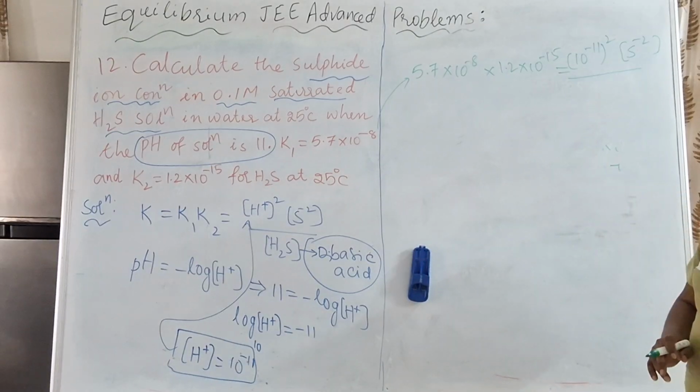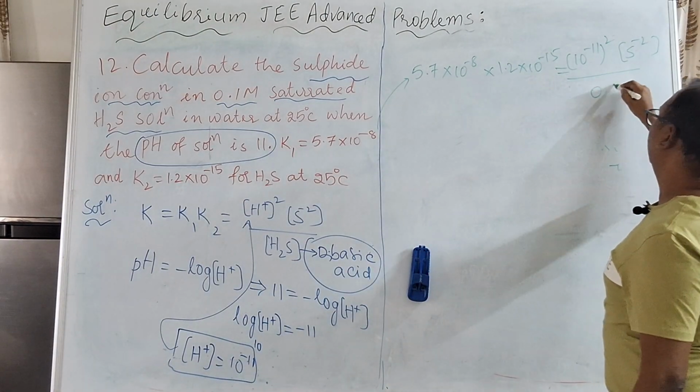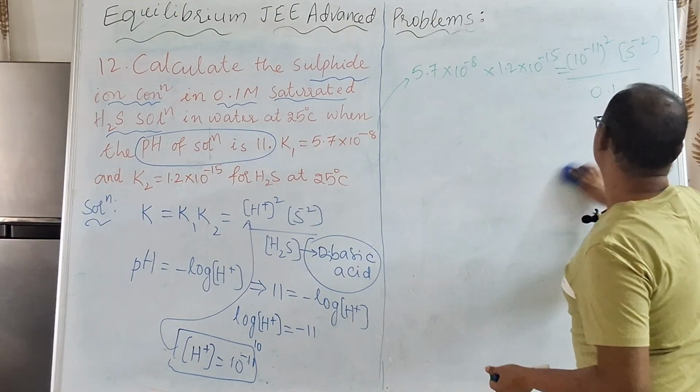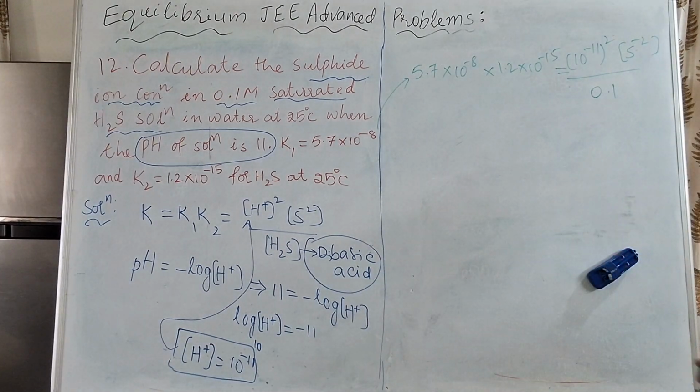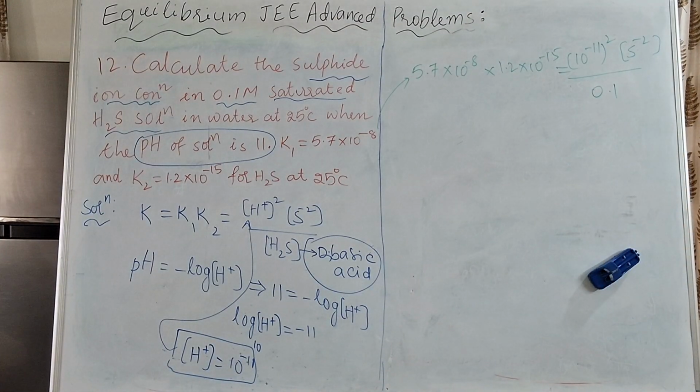The concentration of H2S is given already, that is 0.1. We can say that. Okay, right. Therefore, you can see that 0.1, we can write it. Clear? Is that clear?